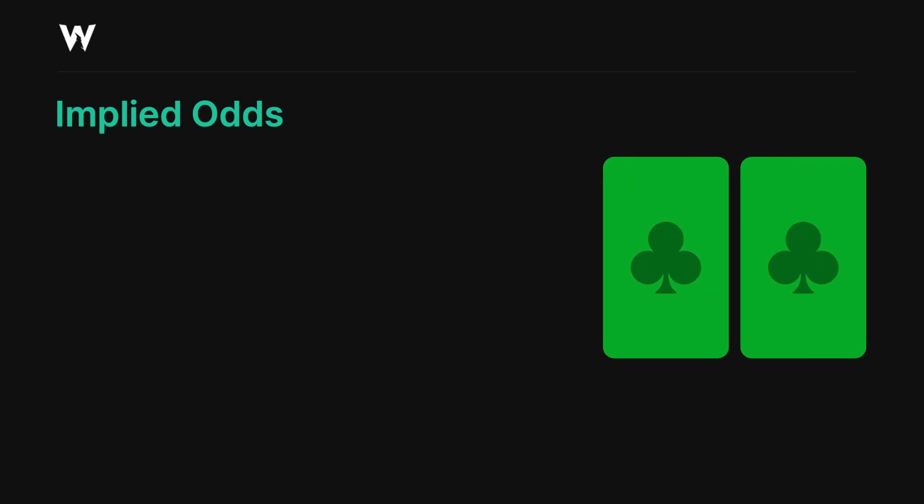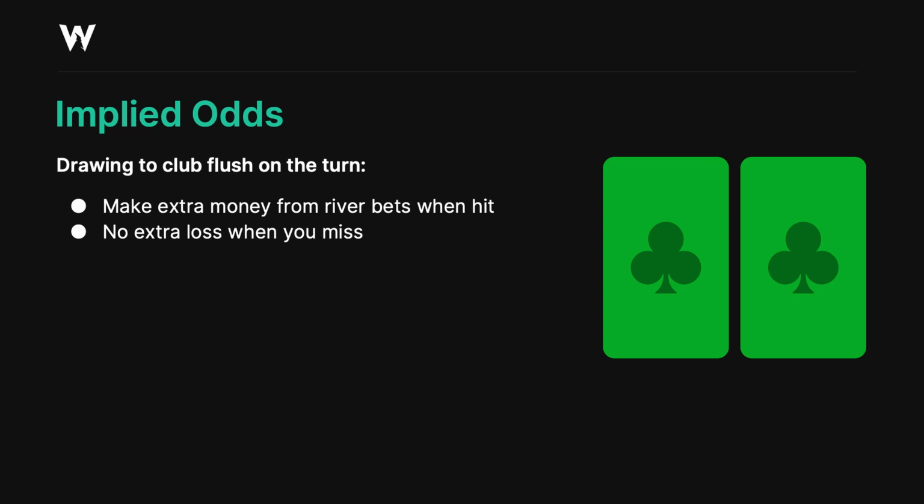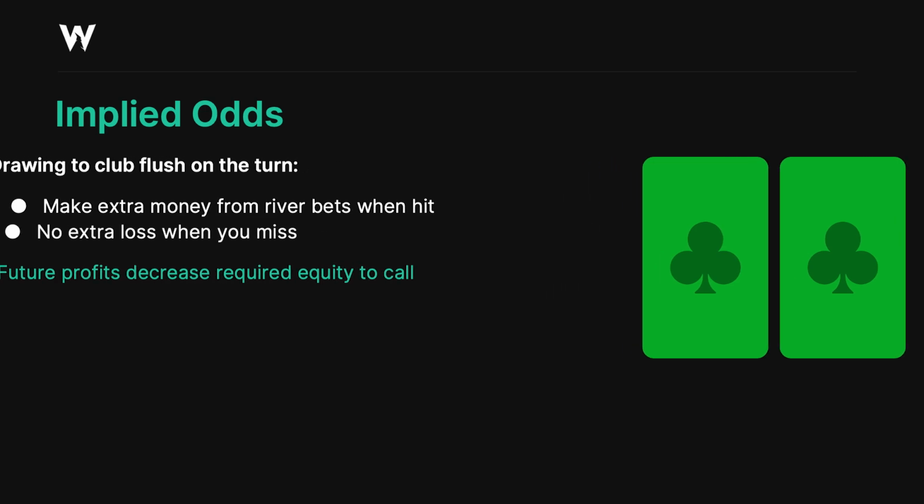Let's say we're drawing to a club flush on the turn. We're facing some turn bet, we've got a flush draw, we call. We can make extra money on the river when our opponent bets, or for example, we can bet the river when we hit, but we incur no extra loss beyond our turn call when we miss. And therefore, we can say that future profits decrease the required equity to call. This is because we're making more money when we hit and losing less when we miss.